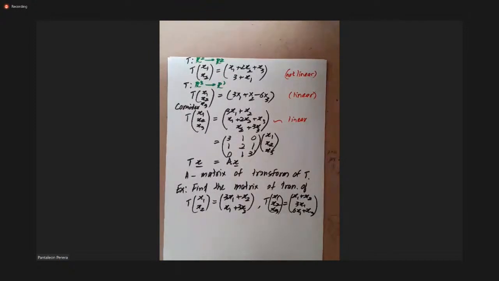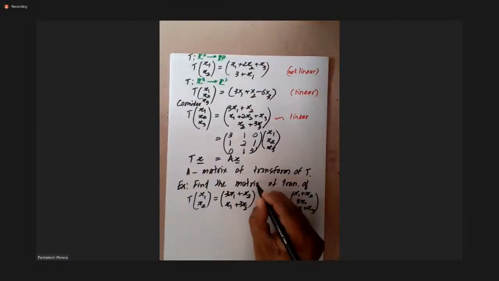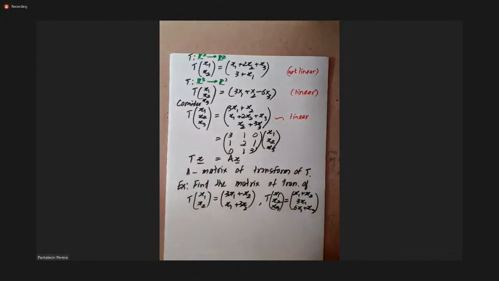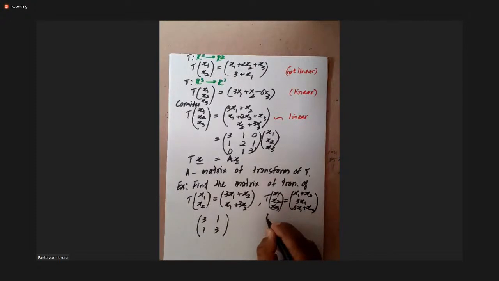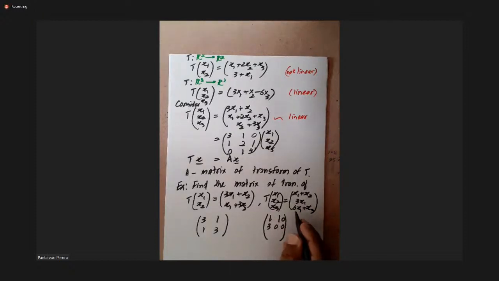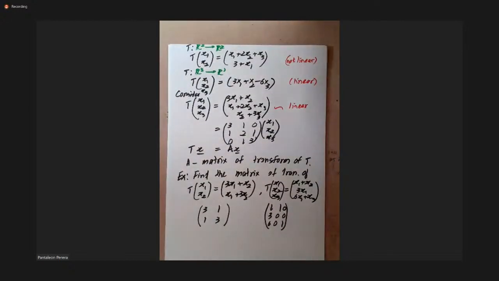You can find the matrices of linear transforms. I write the answers here. Here it is, you delete the variables. So you get 3, 1 in the same fashion. You get 1, 3. Here, 1, 1. Here, 3, 0. There's a variable x3 also. So 0. Here, 3, 0, 0. 601. Those are the matrices of linear transforms.